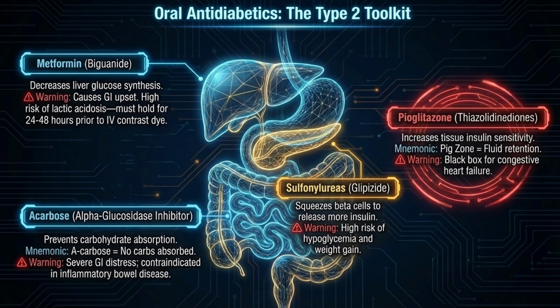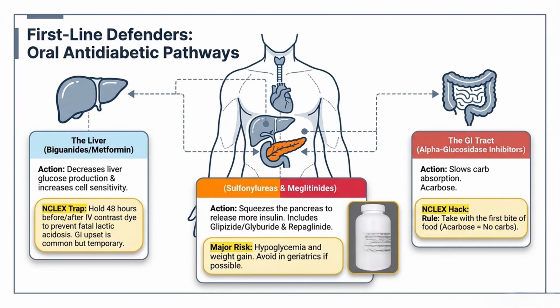And then thiazolidinediones, I do not know how to say that word. A drug in that class is pioglitazone, and it increases tissue sensitivity to insulin. There is a risk for fluid retention, so we absolutely do not want to give those to patients with congestive heart failure. All right, so this is kind of just a repeat, but I'll go over a few other things.